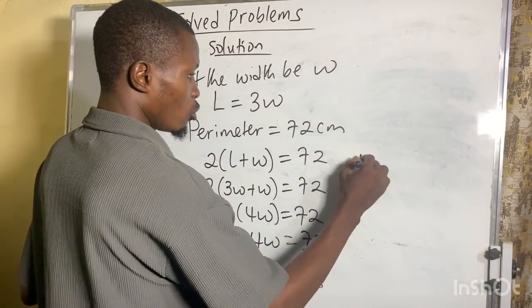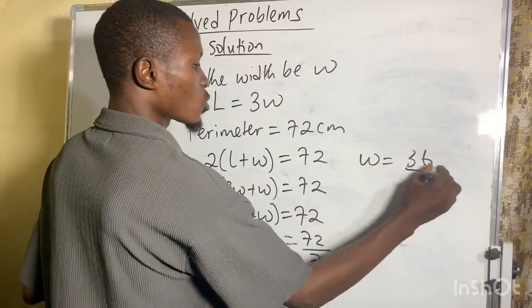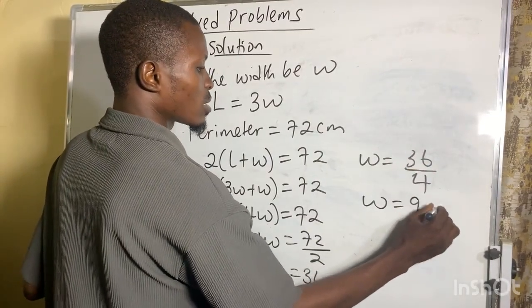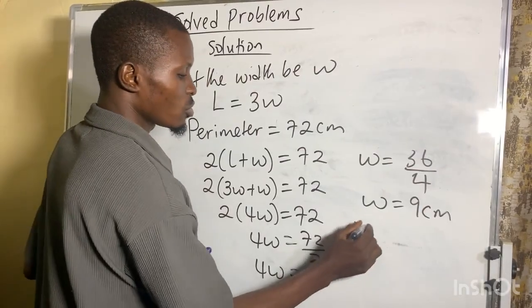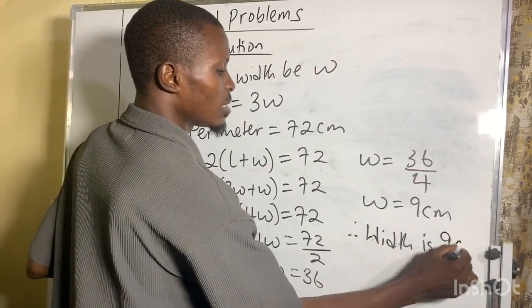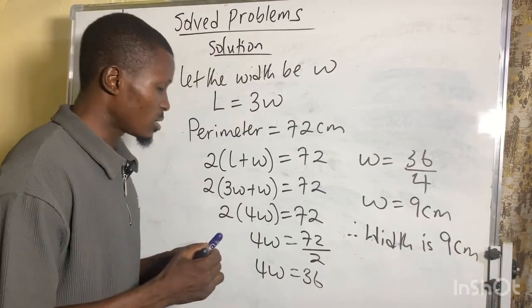So our W is 36 over 4. W is 9 centimeter. So therefore, the width is 9 centimeter. That is it.